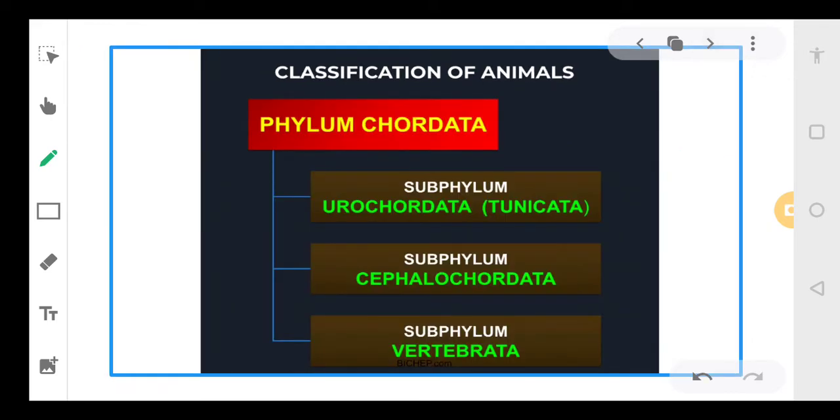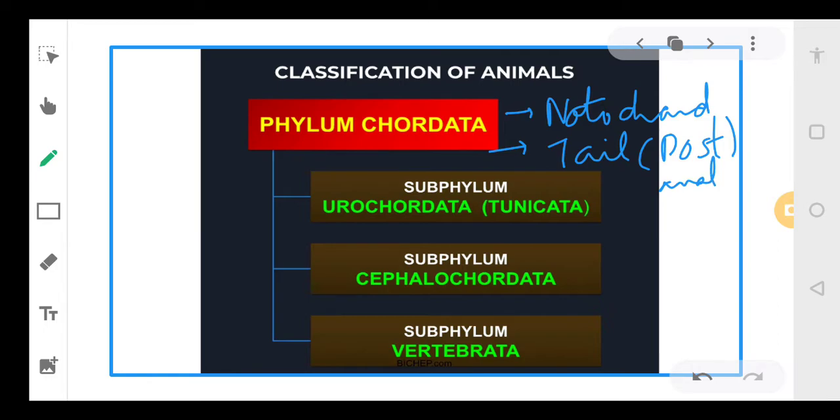As I told you, chordates are those organisms that have a notochord. They contain the notochord either throughout their life or in some phases of their life. So the basic feature is that they have a notochord, and then this notochord gradually changes into the vertebral column. Secondly, they have a post-anal tail. And the third, very important, is that they have gill slits. So three basic features: the organisms that belong to the phylum Chordata contain a notochord, they have a post-anal tail, and they have gill slits.